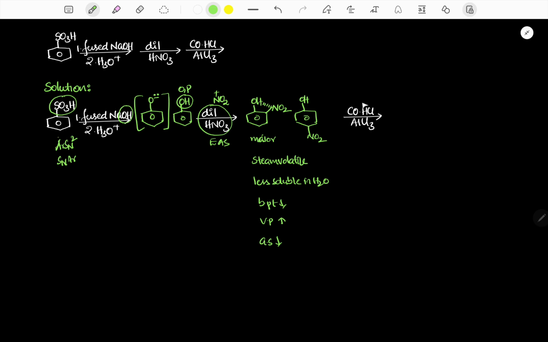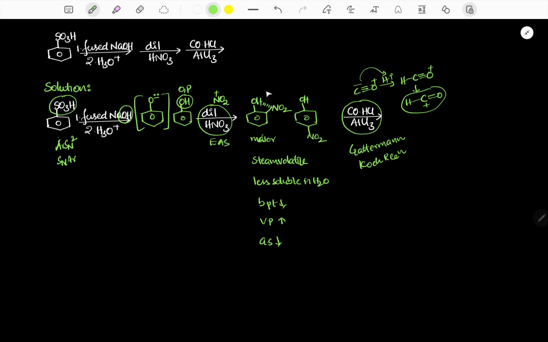Now this is treated with CO, HCl, AlCl3. So it is a CO structure. When it reacts with H plus, it produces the corresponding HC triple bond O plus. From this we write the electrophile HCO plus. So this reaction is the Gattermann-Koch reaction. Therefore, suppose it is reacting: OH is activating, NO2 is deactivating, with respect to OH, ortho, para.